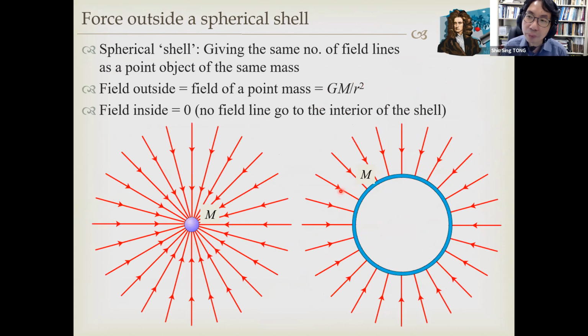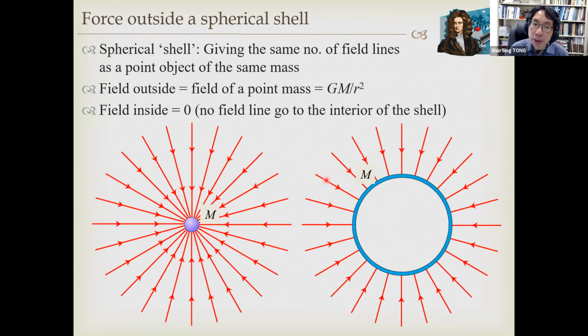Now we will talk about an important theorem in gravity. Let us call it the shell theorem. A shell means a spherical object, a hollow spherical object. It's very thin, so all the mass is concentrated at the surface. The center is hollow. So you imagine a spherical hollow object, and that is a shell. Okay, a spherical shell.